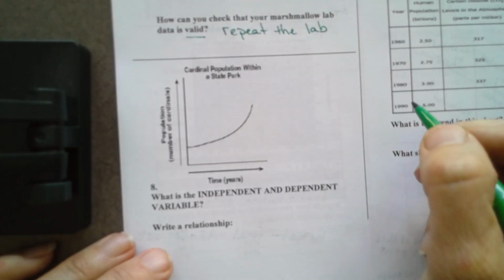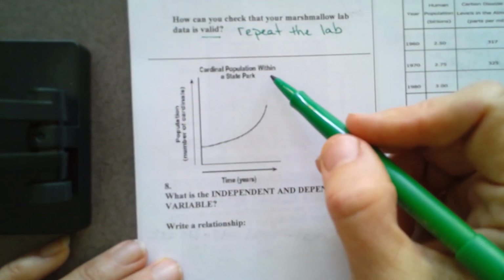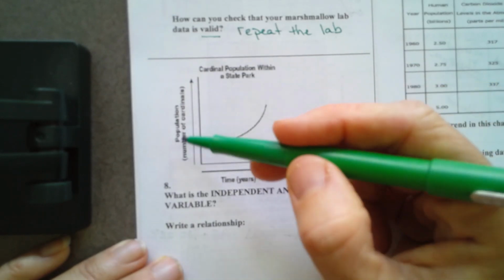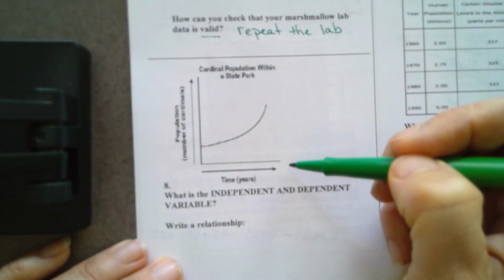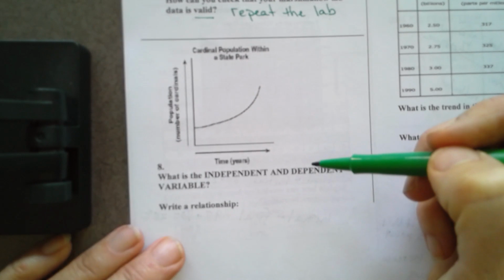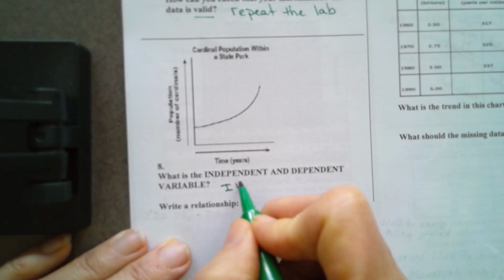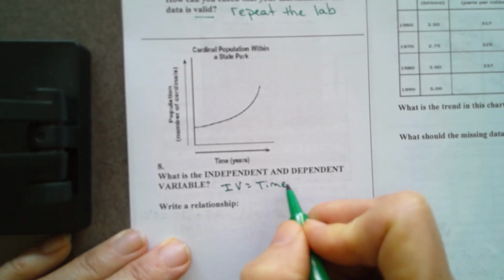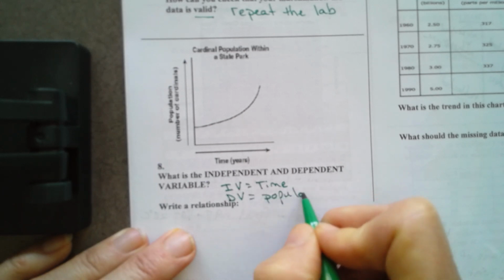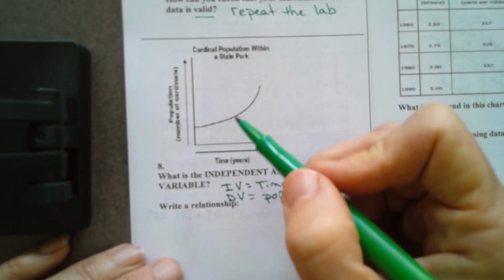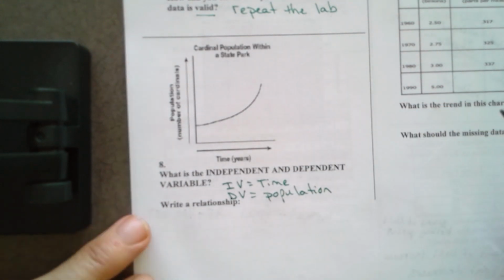Okay, number 8. Here I've got my cardinal population within the state park. Here I have my population, my number of cardinals, and the time in years that's increasing. What are my independent and dependent variables? So my independent is my time. I'm going to write IV is time. And my DV, my dependent variable, is my population. And I can look at this, and as the time goes on, my population increases.